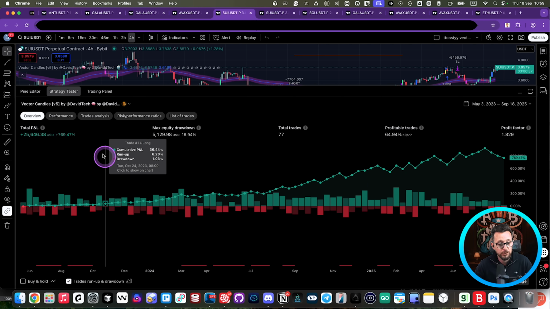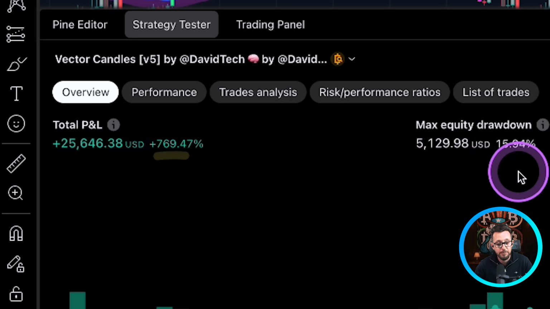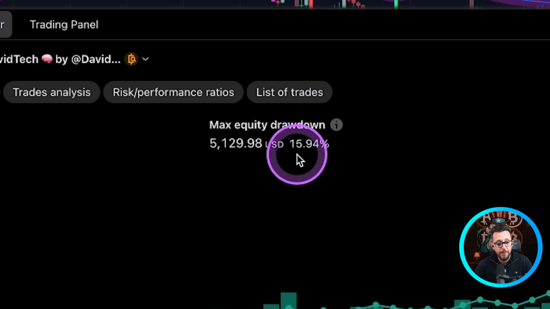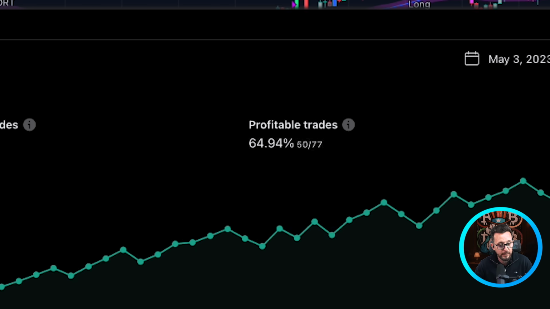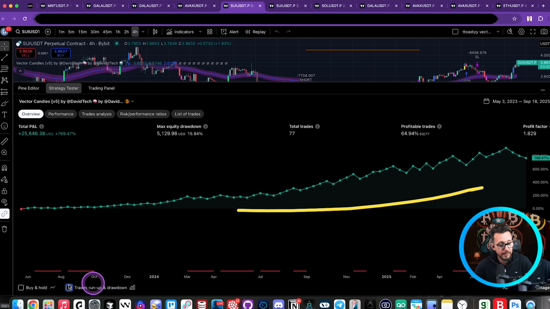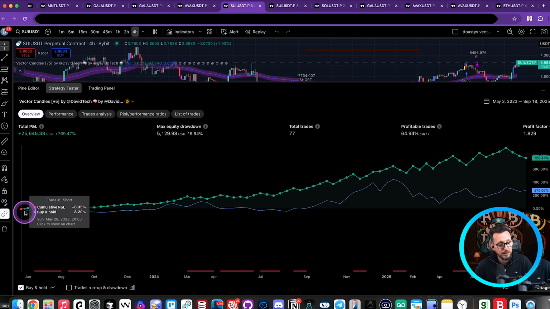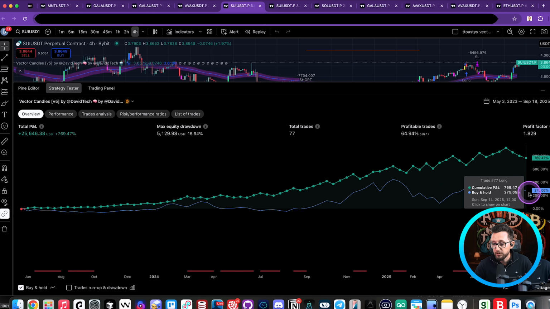So USDT looks great. We had 769% profit. We had a max drawdown of 15%, and we only had 72 trades, and we had a 64% win rate. The equity curve looks amazing, and even Yuku, who has pumped in this cycle, you would currently be up 275%, but with this strategy, you'll be up over 750.